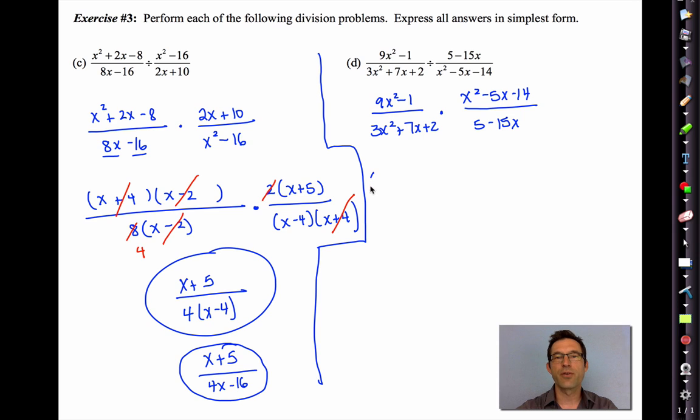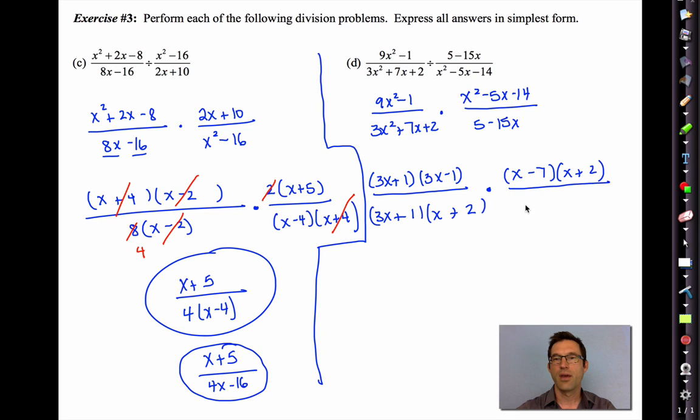So the numerator of that first fraction, it's the difference of perfect squares, so we can factor it as 3x plus 1 times 3x minus 1. Probably the most challenging part of this problem is factoring this thing. It's going to be 3x and x. There's going to be a 2 there and a 1 there. 6x, 1x is 7x. Great. Here again, trinomial factoring, x minus 7 times x plus 2.